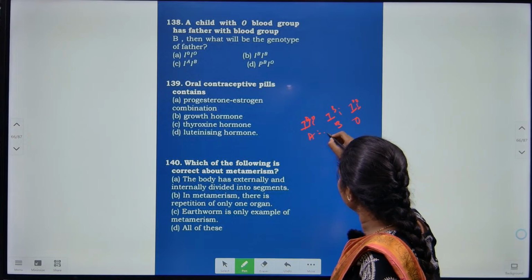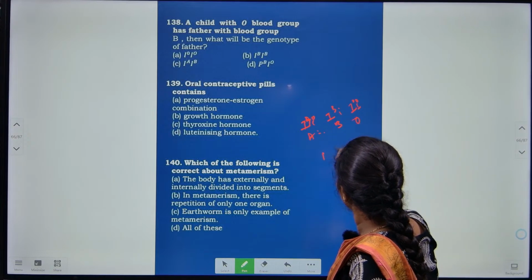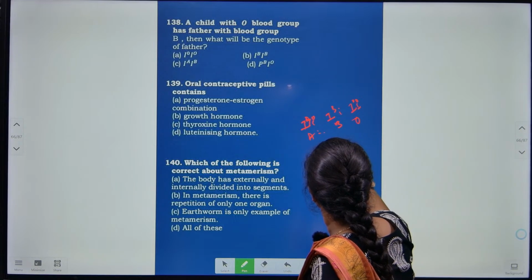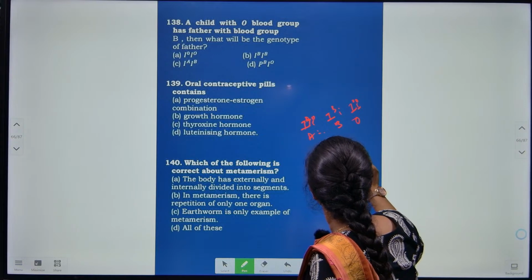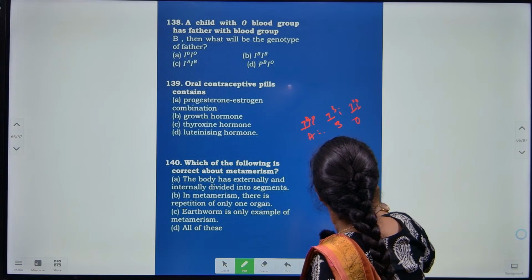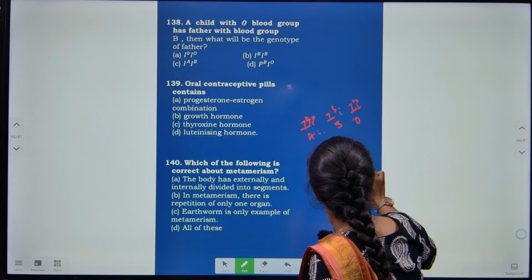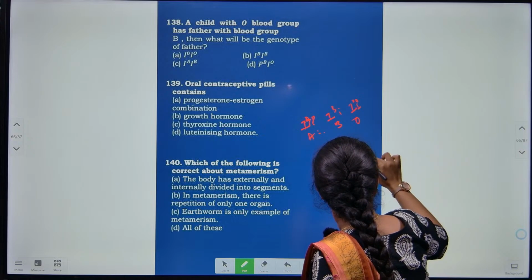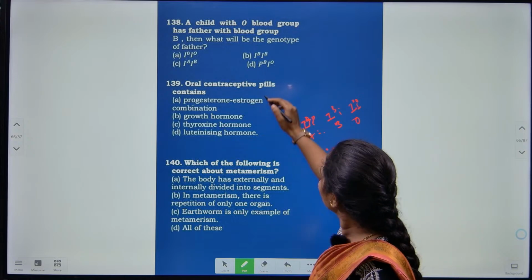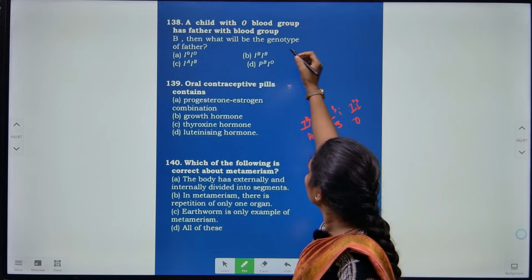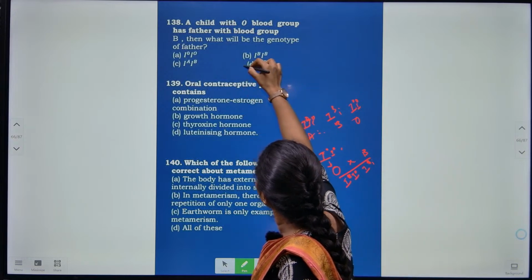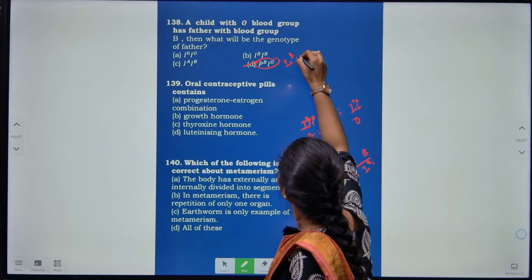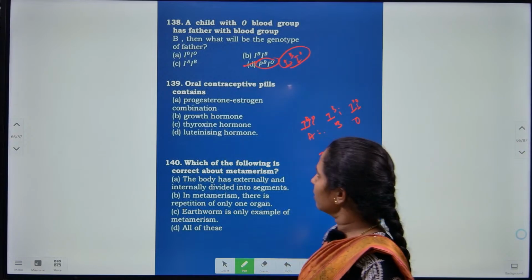Now if you are considering this, we are considering the blood group of mother, that is IO here, that is O blood group crossed with B here. Then if you see it is IBIO, then it is going to be again IBIO. So the genotype of the father will be what? Will be the heterozygous, and the heterozygous condition will be IBIO. This will be the right answer.